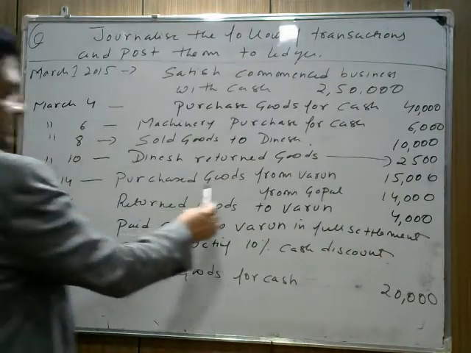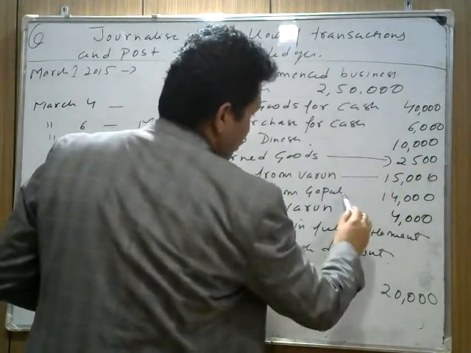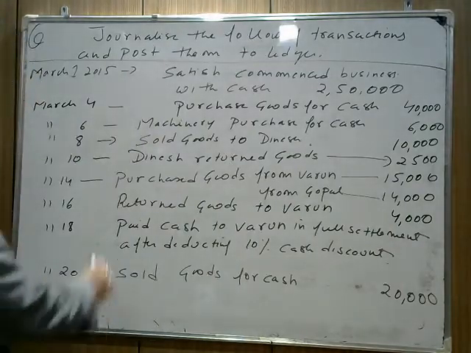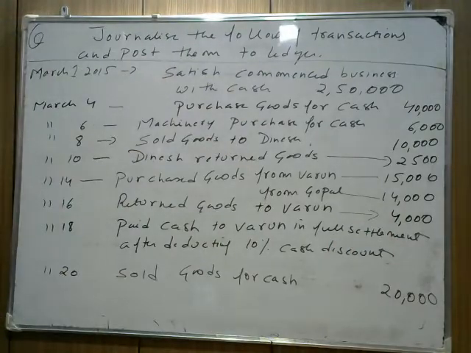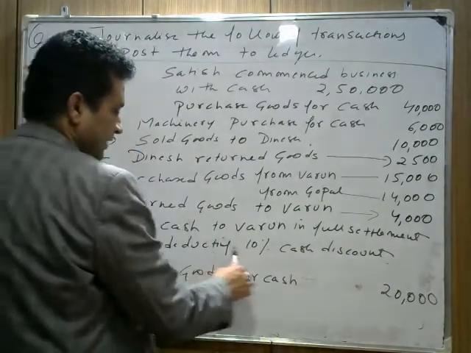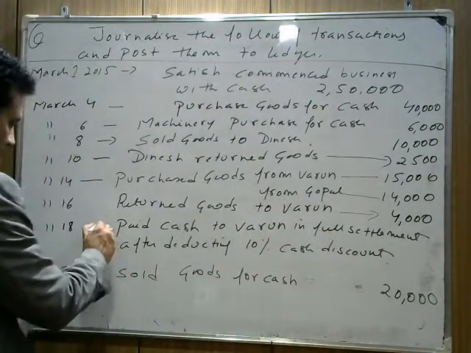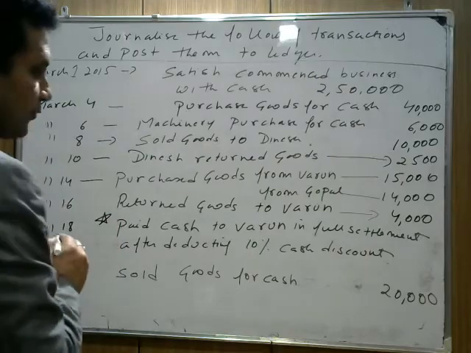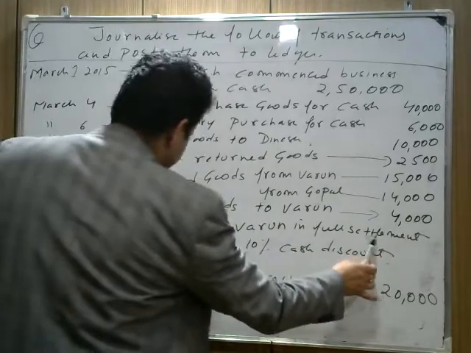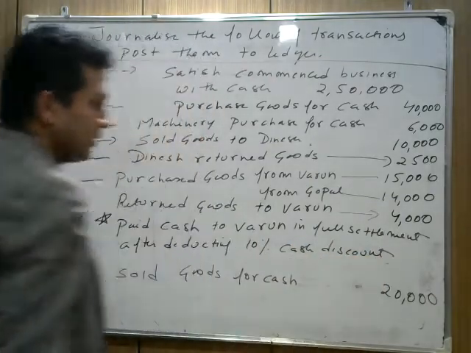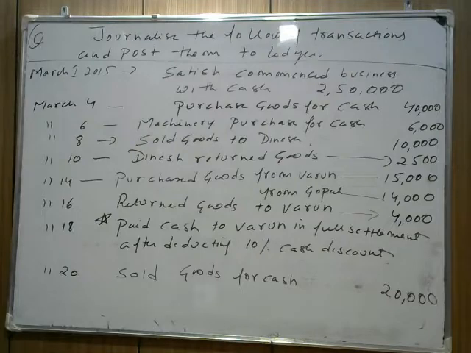On March 14th, purchased goods from Varun 15,000 and from Gopal 14,000. You returned goods to Varun costing rupees 4,000. On March 18th, paid cash to Varun in full settlement after deducting 10% cash discount. It's an important part. I'm marking a star over here because the word discount is here and this is in full settlement. So you need to find the amount also. And on March 20th, sold goods for cash rupees 20,000.